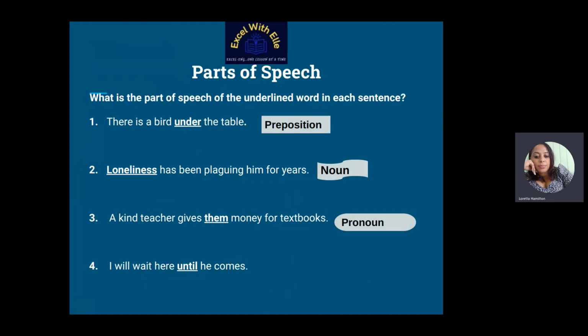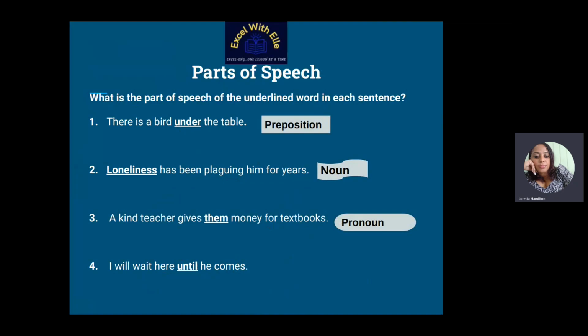Number 4, I will wait here until he comes. So we're going through the same process, in that we're first identifying the function of the word or the work of the word. Now, in this sentence, if we take out the word until, we have 2 simple sentences there. So on one hand, we have I will wait here. That's one sentence, a simple sentence. And then we have another simple sentence. He comes.